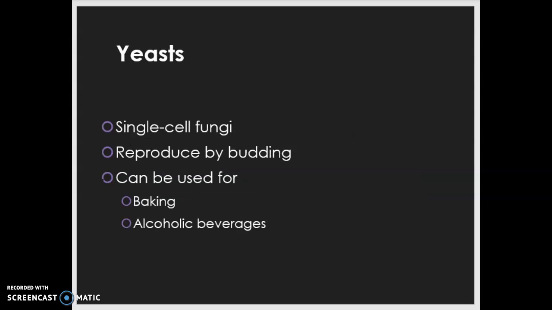They're single cell fungi, and they reproduce by budding. Now, ironically, we use these for baking, right? We use these in alcoholic beverages. And these are the yeast infections that we see superficially.